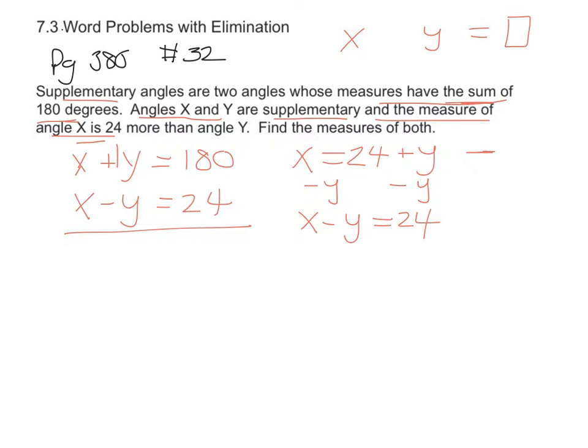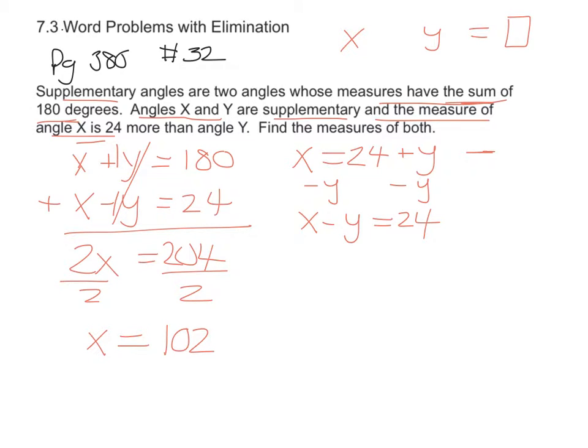And it's all set up for elimination because I have a y and a negative y. That's one y and a negative 1y. So if I add them together, I'll have 2x, the y's will cancel, equals 204. Divide both sides by 2, and x is 102. So one of my angles is 102 degrees.